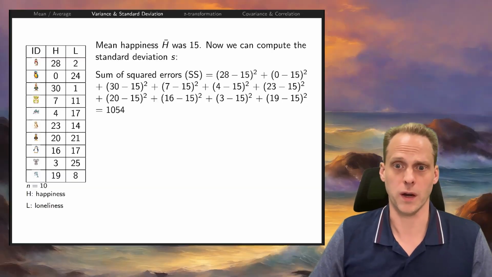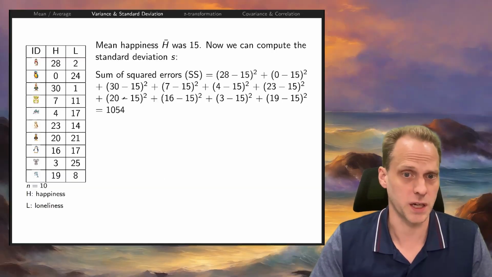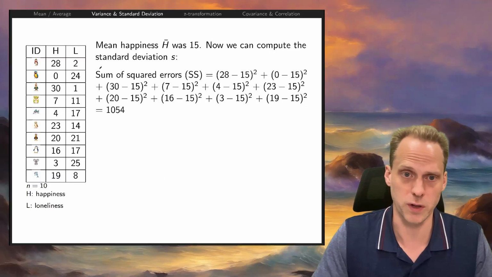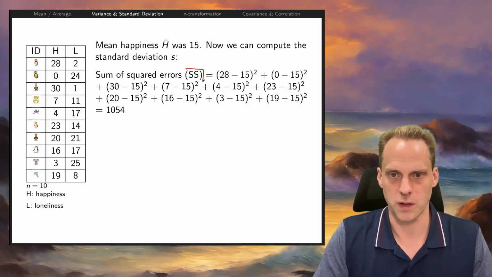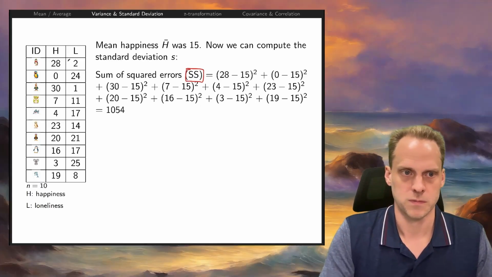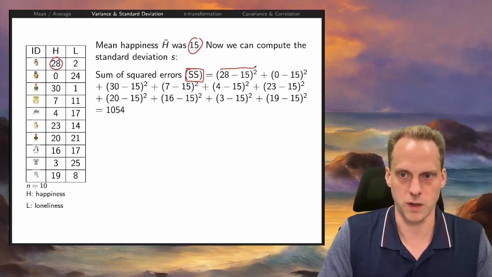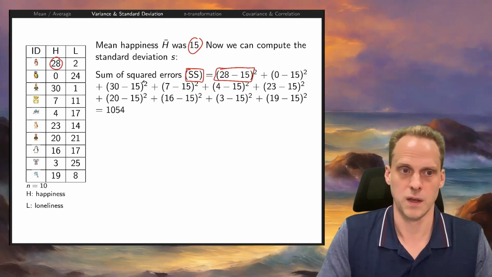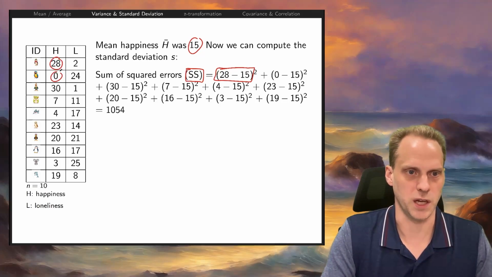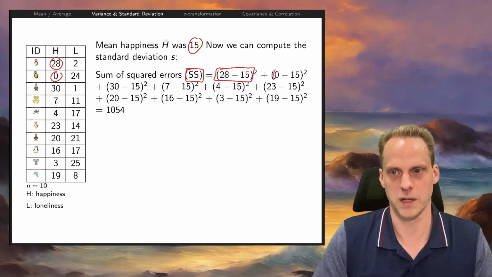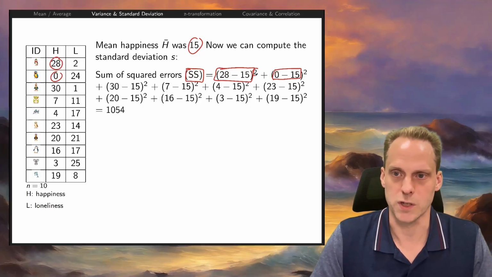Right, so oh wow, that's a lot of numbers on the slides, but don't be scared. It's just doing the same thing over and over again. We first calculate the sums of squares. So for each of these values, we take out the mean. Right, so we have 28 minus 15. And then we have 0. Oh, that's a really sad parrot. That's sad. Okay. 0 minus 15, etc, etc, etc. And we square those values.